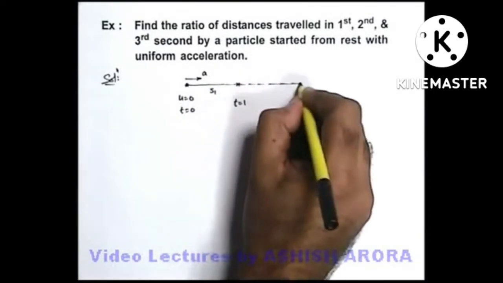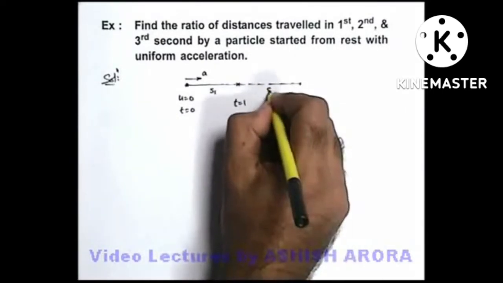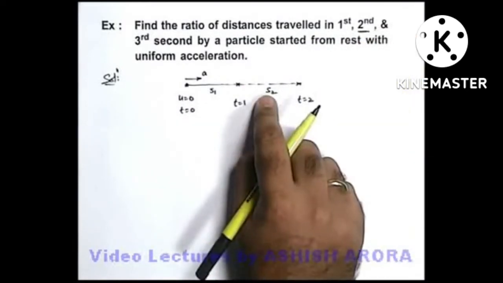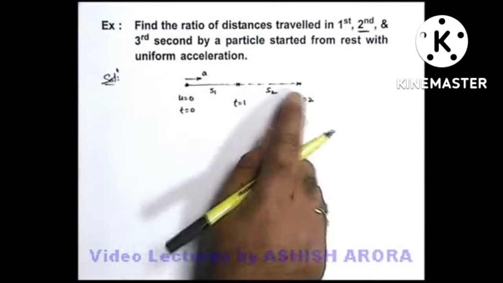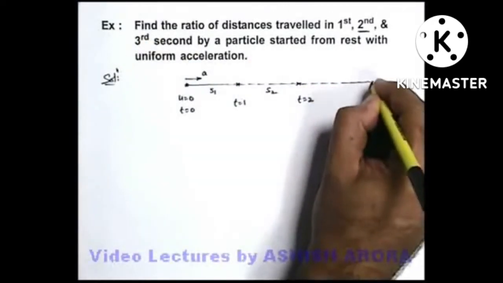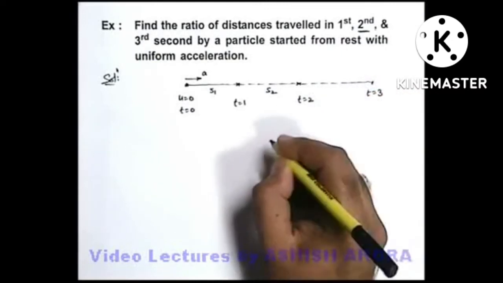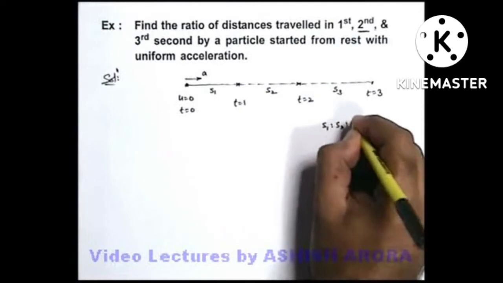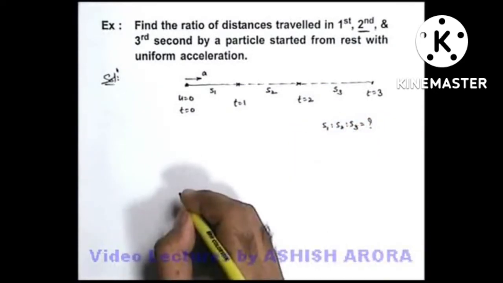And then from t equal to 1 to t equal to 2, whatever distance it covers, say it is s2. Then s2 is the distance traveled by the particle in the second second of the motion, because the first second is from 0 to 1, and the second second of motion is from t equal to 1 to 2. Similarly, for the third second of motion, we can take it from t equal to 2 to t equal to 3. Say this distance is s3. So we are required to find the value of s1 : s2 : s3. This value we are required to calculate.